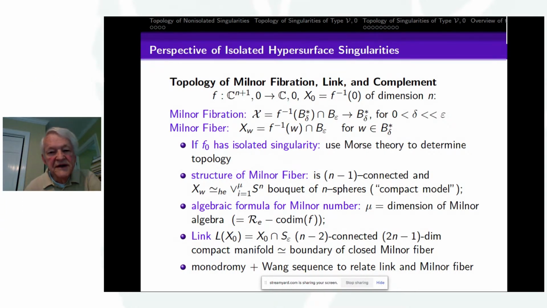You can use Morse theory to determine the topology. It's (n-1)-connected. It's a bouquet of n spheres. And there's an algebraic formula for the number of spheres, the Milnor number, which is the dimension of the Milnor algebra, which also, from a deformation theoretic point of view, happens to be the R_e codimension of F. And then lastly, there's the link obtained by intersecting X_0 with the boundary sphere of this ball. And this also has nice properties. And then there are various methods for getting information about the whole Milnor fibration by using monodromy and relating this to properties of the link.